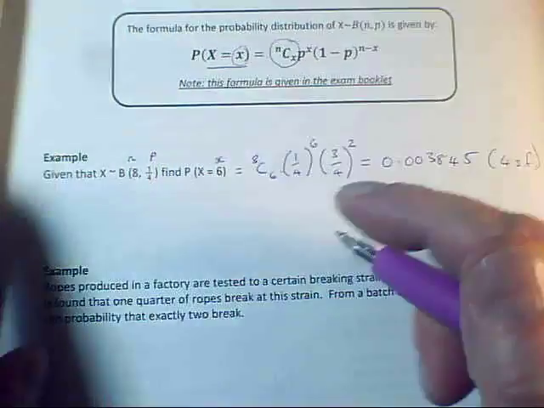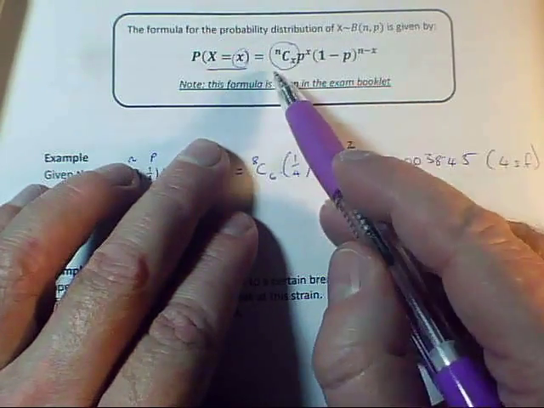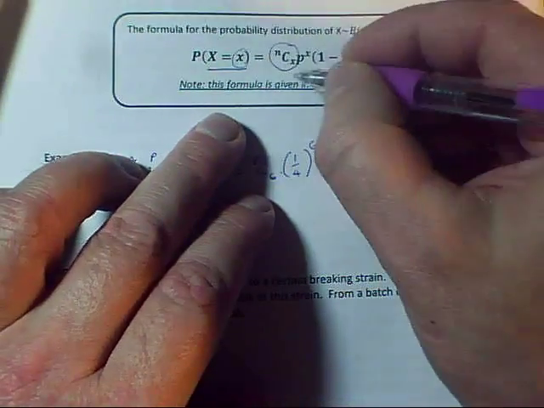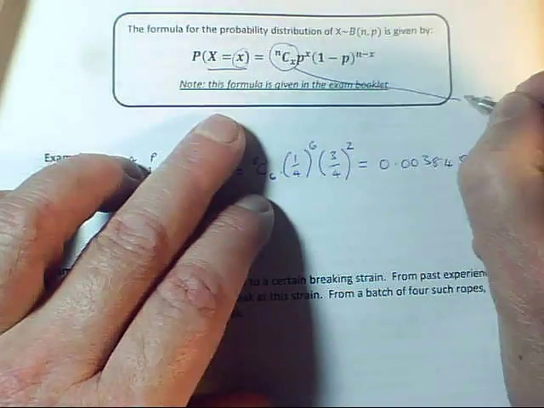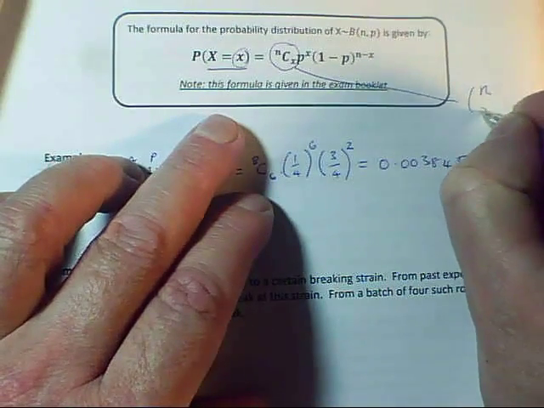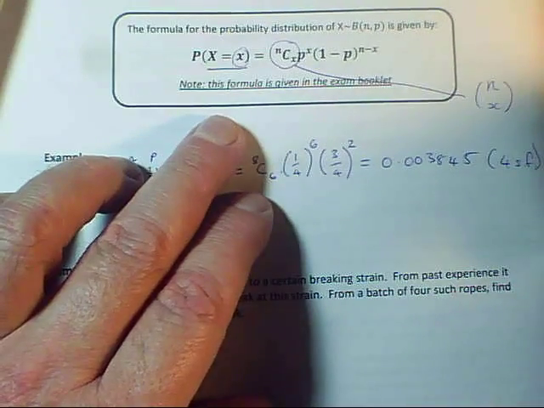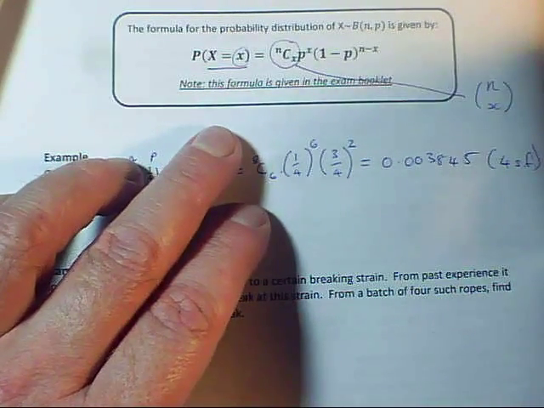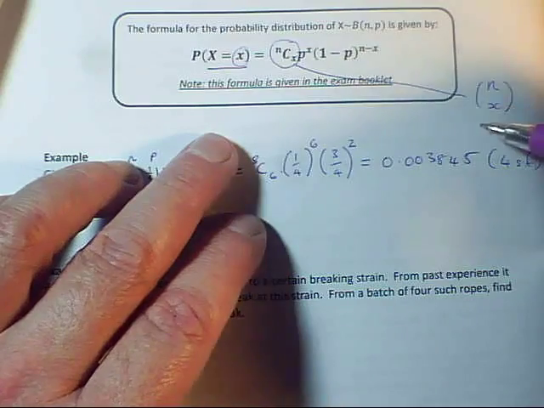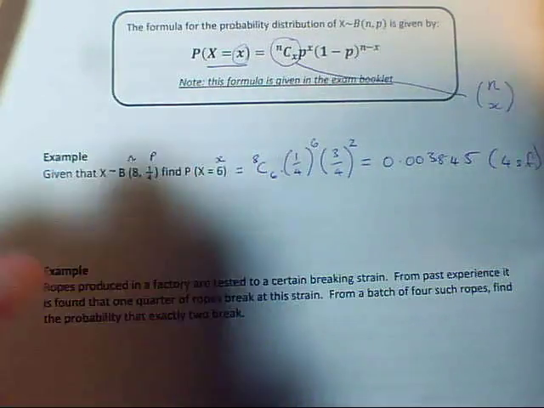Okay, just one final point. It says that this formula is given in the formula book. Actually, if you look in the formula book, it writes this n choose x thing stacked like that, a bit as if it was a column vector, which it's not. But if you are going to use the formula book, then beware of this. It does appear like that.